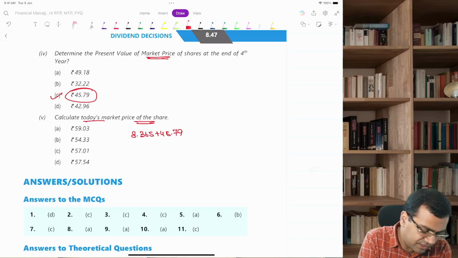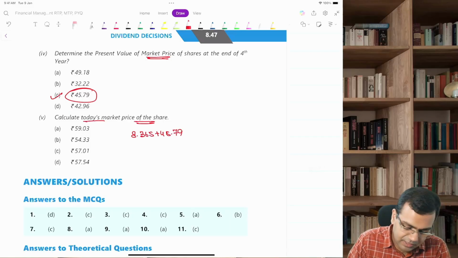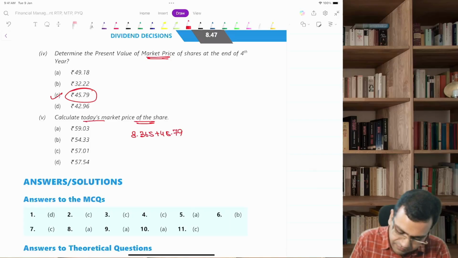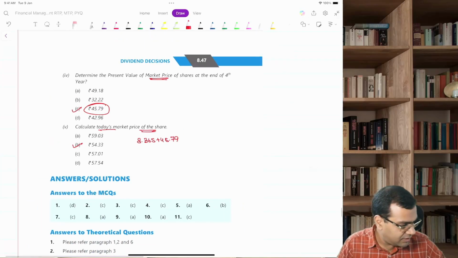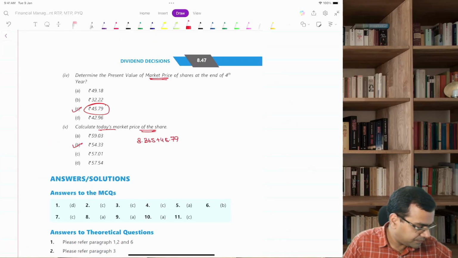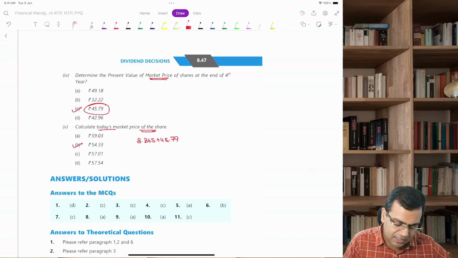So it will be 8.365 plus 45.79, that comes to 54.155. 54.33, I think that is the nearest answer that we have. Let me check once what they have taken. Yes, 54.33, that is the nearest answer. 45.97, that is also the nearest answer.